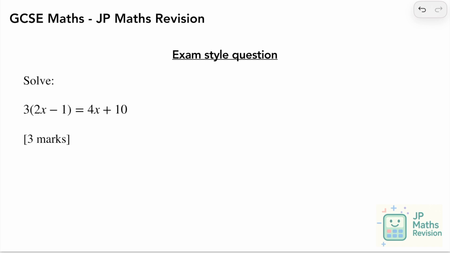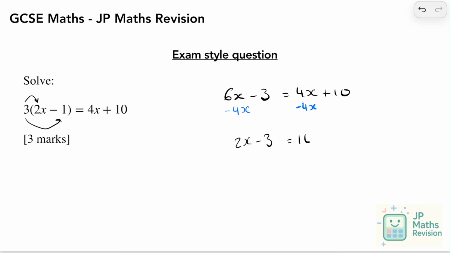The first thing I'm going to do with this question, we see brackets. I'm going to expand the brackets. I'm going to get rid of the brackets. So what we're going to do is 3 times 2x and 3 times minus 1. So we end up with 3 times 2x, that is 6x, and 3 times minus 1, that is minus 3. So 6x minus 3 equals 4x plus 10. And then we're going to subtract the smaller x term from the larger x term. So I'm going to minus the 4x from both sides, leaving us with just 2x take away 3 equals 10.